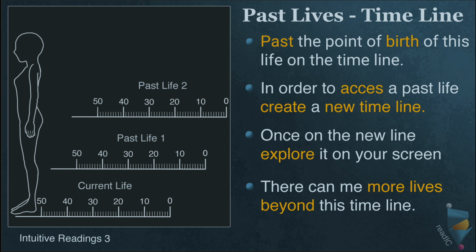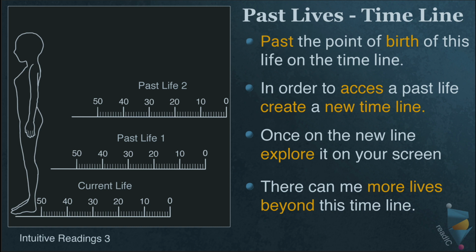But for this kind of movement here, we want to set our intention on creating a timeline. Our intention is that we're going to move the person onto a different timeline. We're going to explore it on our reading screens. We want to see what happens with the person. We want to move to different points on the timeline.